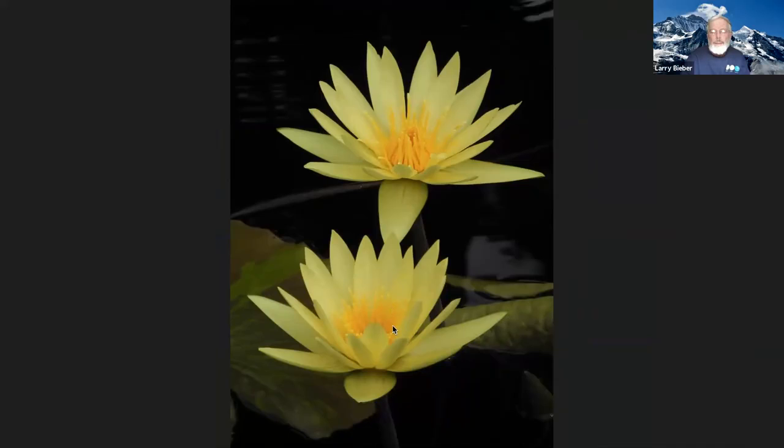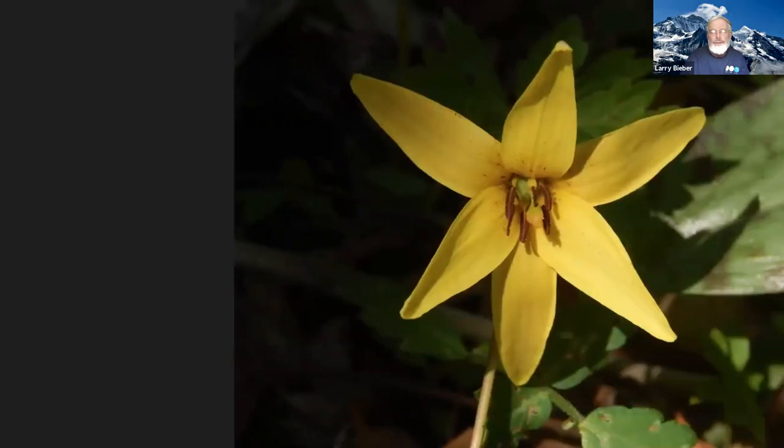Examples of, again, taking pictures of flowers, making sure the background is dark. So the focus is on the flower.